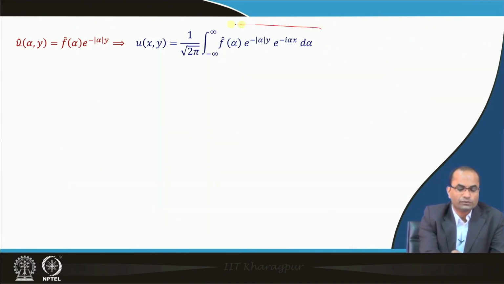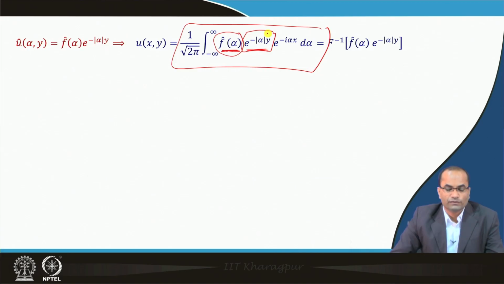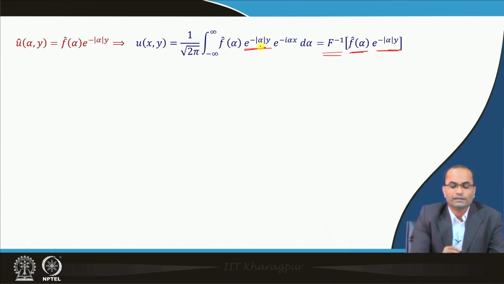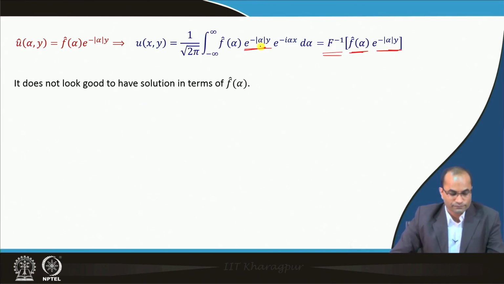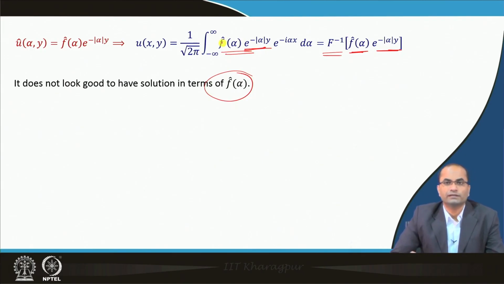Now, the question is how to simplify this one, because we have the product here of two transforms. One is f hat alpha, and there is also a transform of some function, we will find out which function. So this is the Fourier inverse of f hat alpha and e power minus mod alpha y. Obviously, we do not have to leave the solution in terms of f hat alpha, as usual. We will also get back to f finally, and that will be the solution.